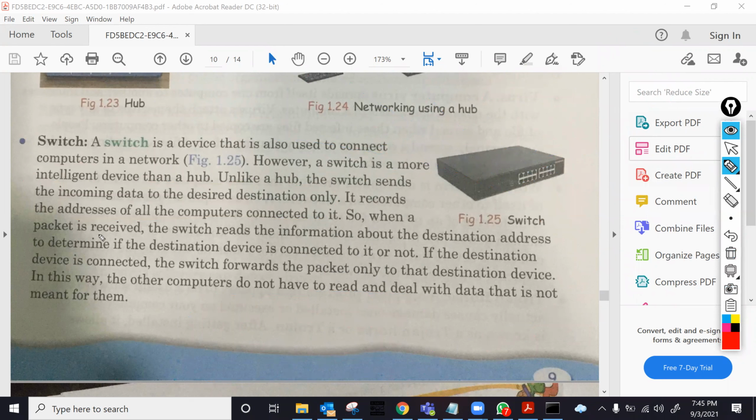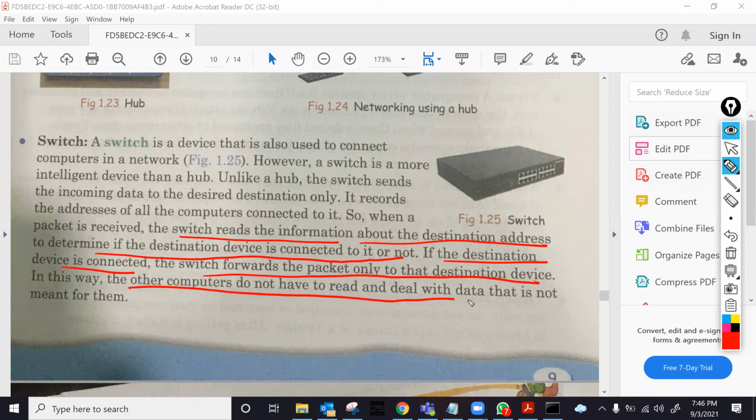So when a packet is received, the switch reads the information about the destination address and determines if the destination device is connected to it or not. If the device is connected, the switch forwards the packet only to that destination device. In this way, the other computers do not have to read and deal with data that is not meant for them.